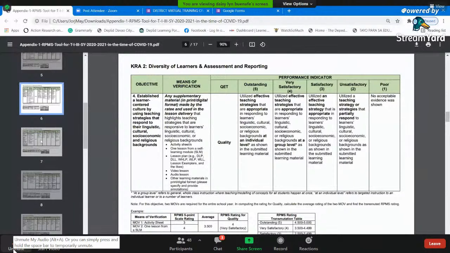The first objective involved in this KRA is to establish a learner-centered culture by using teaching strategies that respond to their linguistic, cultural, socio-economic, and religious background. If I am not wrong, the speaker of this is Sister Sahid. Am I right? And I applauded because Sir is demanding participation from the participants.